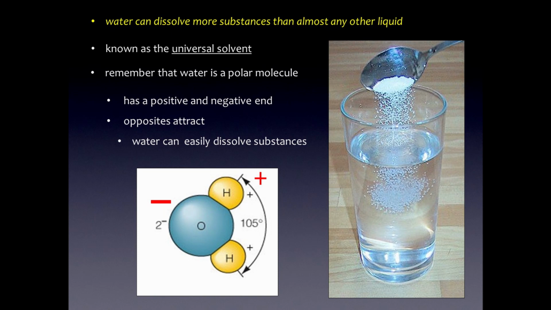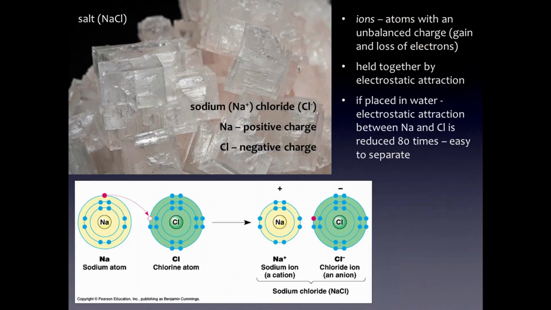So you put a substance in the water, and it's going to very easily dissolve that substance, depending on what the substance is. One example of how material dissolves in water is looking at salt. Salt has the chemical formula NaCl, sodium chloride. Sodium, as we find out in this particular configuration, will have a positive charge. Chloride, Cl, will have a slightly negative charge. These are known as ions, atoms that have an unbalanced charge. They either gain an electron or lose an electron.